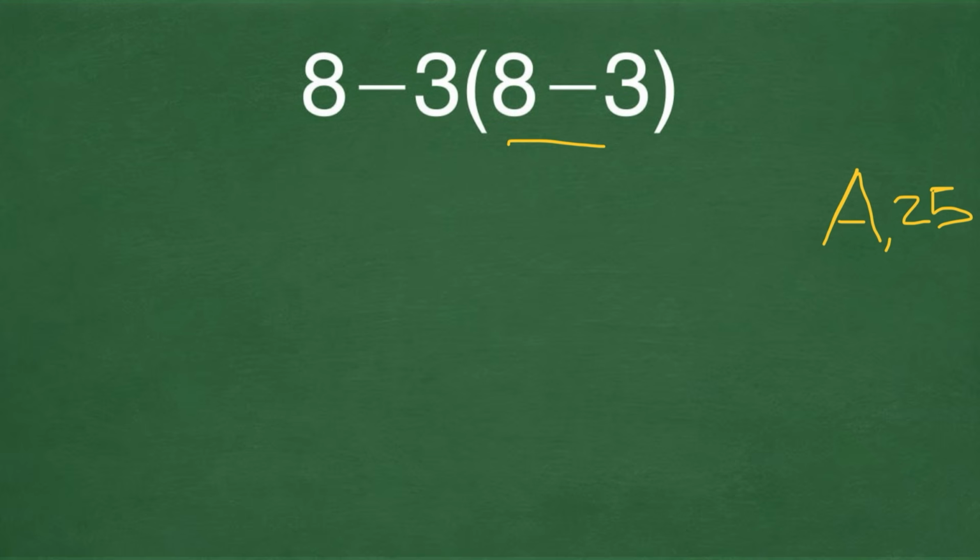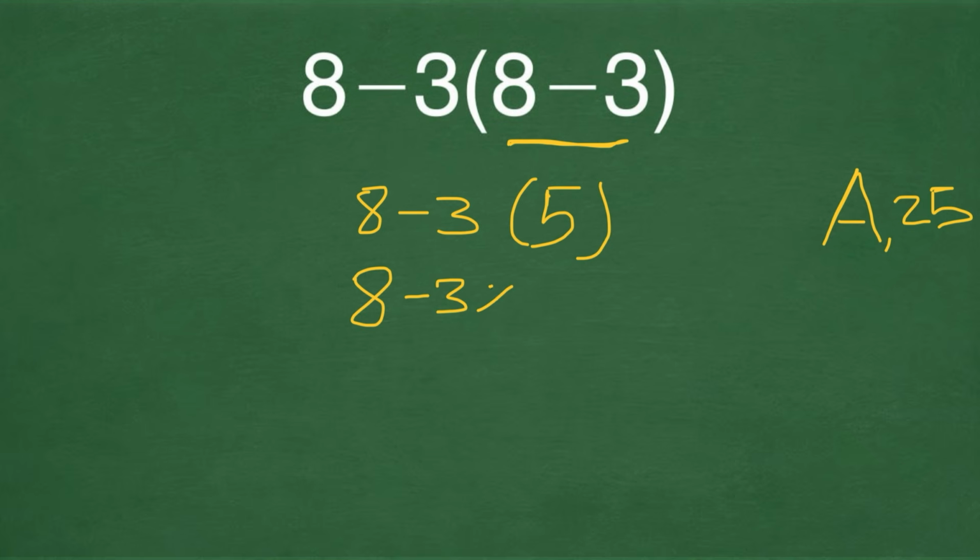Person B also starts by solving inside the parentheses first. Same correct first step. 8 minus 3 equals 5. So now the equation reads 8 minus 3, parentheses 5. And here's the part that changes everything. When a number sits directly next to a parentheses like that, it means multiply. Therefore, the equation becomes 8 minus 3 times 5. So person B multiplies 3 by 5 first, getting 15, and then does 8 minus 15, which equals -7.